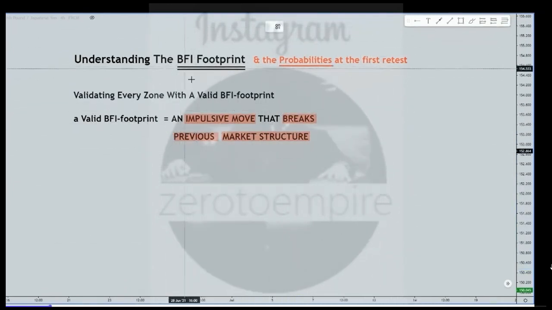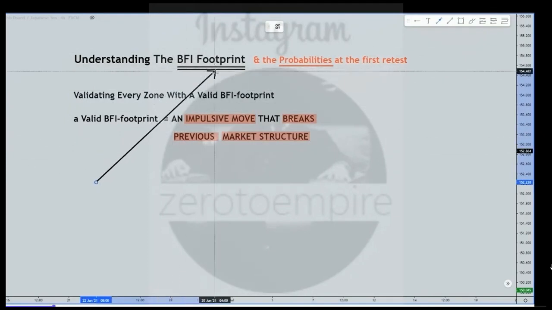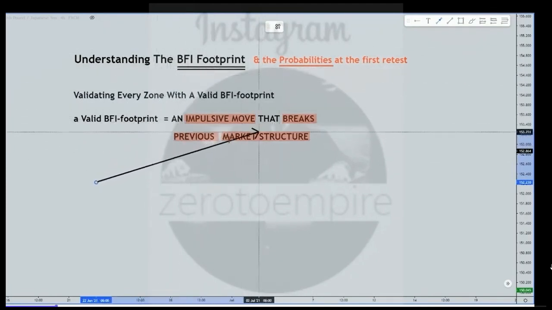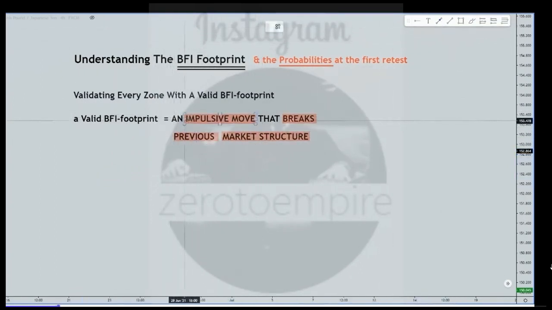By the time we're done with this video, you should be able to understand what a footprint is and understand the definition of it. Let's start with the first part: an impulsive move.